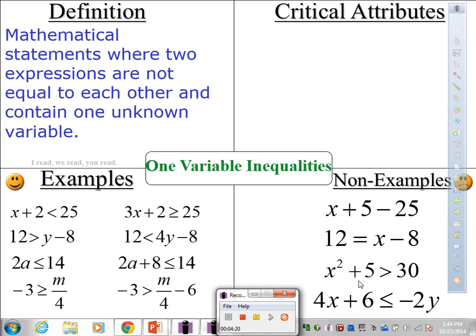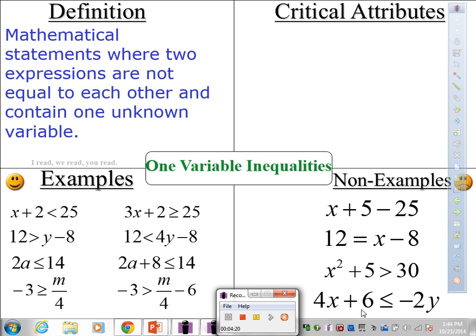Very good. Now, look at this one right here. Alyssa. Why is this a non-example? Okay, Marissa. The squared. That is correct. It is a one variable inequality. However, this one has an exponent of 2. This is called a quadratic inequality. Right now we're not looking at quadratics. We're looking at just linear inequalities. Okay? And the last one.